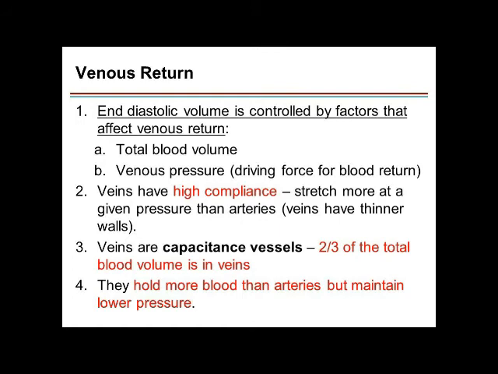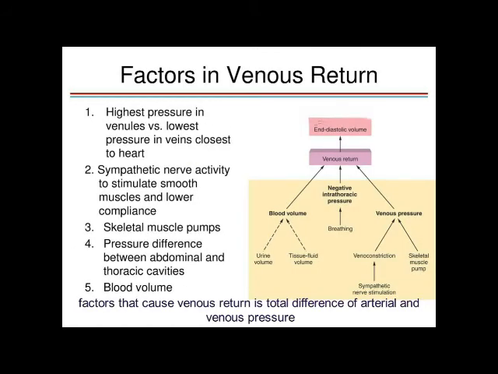Factors that determine the venous return are the pressure difference between arteries and veins, which is about 10 millimeters of mercury. Or it can also be said as the pressure difference within the venous system, with the highest pressure in the venules and the lowest pressure in the vena cava into the right atrium. Sympathetic nerve activity stimulates smooth muscle contraction and lowers the compliance. The pressure difference between the abdominal and thoracic cavity during respiration is also one of the factors in the venous return.